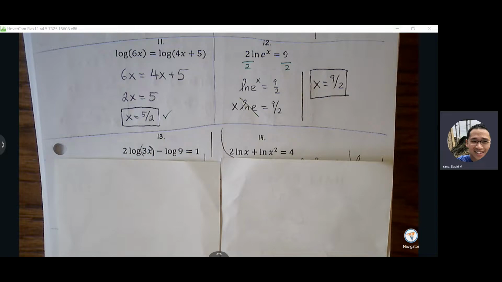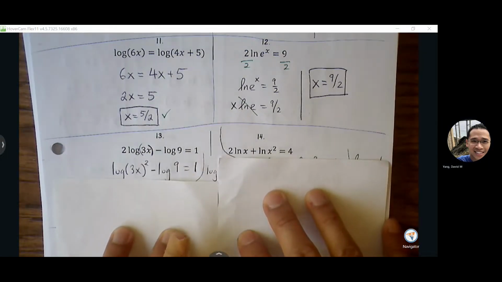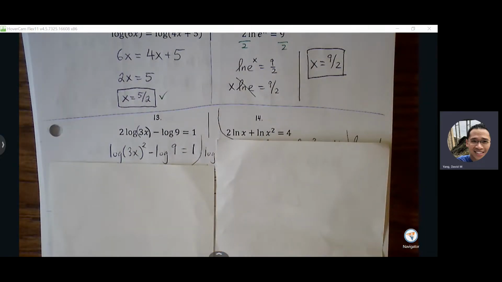And so that's a little bit tricky because I think the tendency is, we bring the 2 up and we just make it log 3x squared, but it's quantity parentheses 3x squared. So both the 3 and the x will get squared. So that is a little bit different from these other previous ones. Yes, just watch out for that. Every term inside the argument gets impacted by that coefficient turned into an exponent.